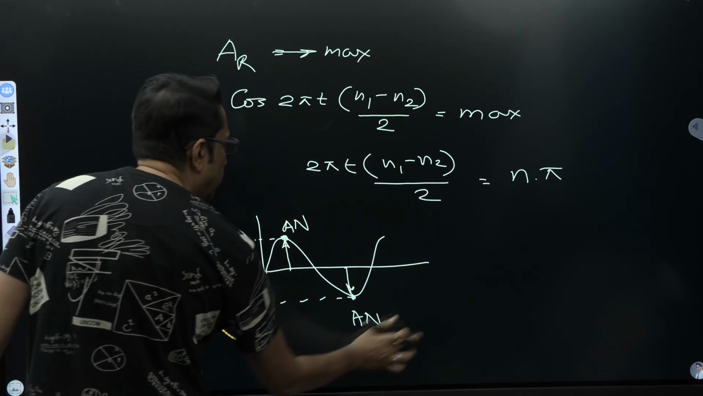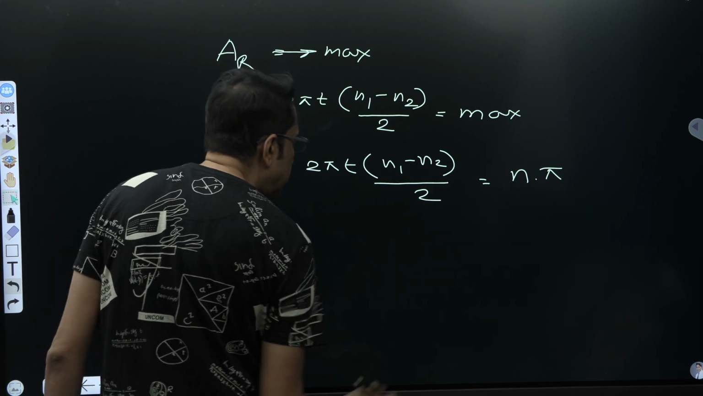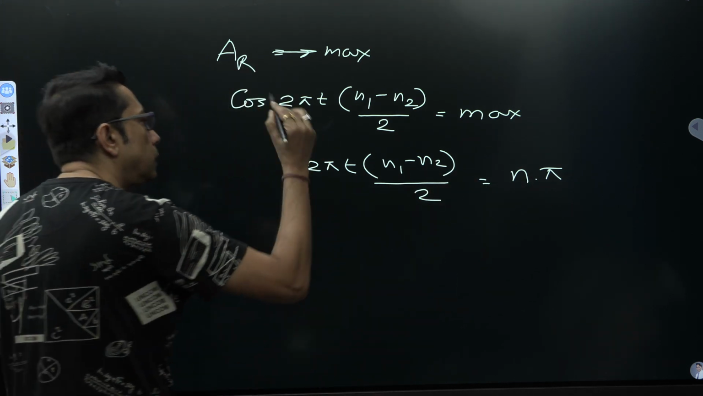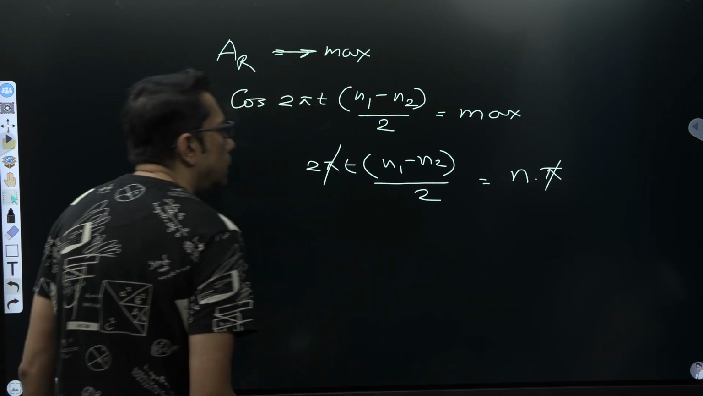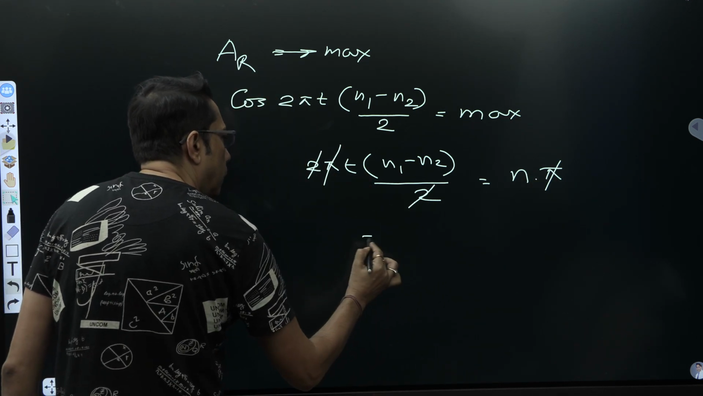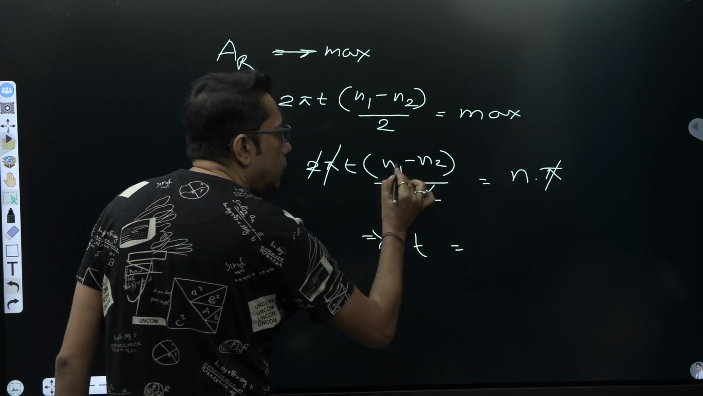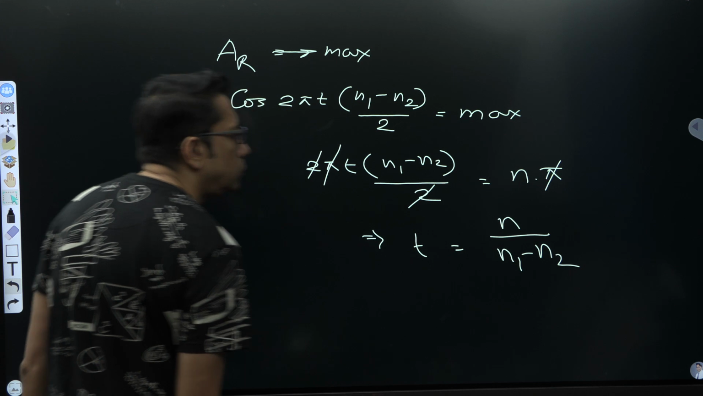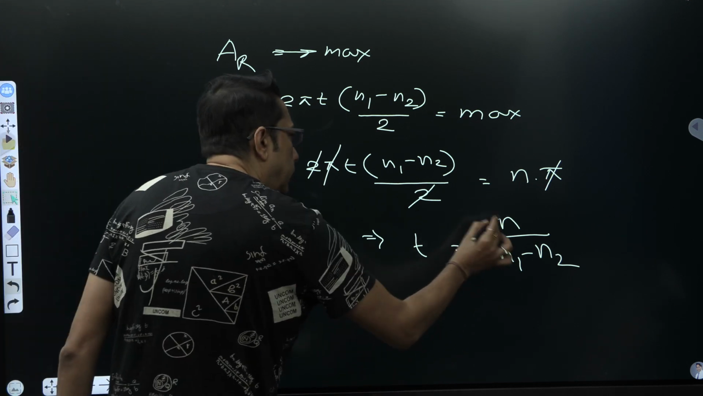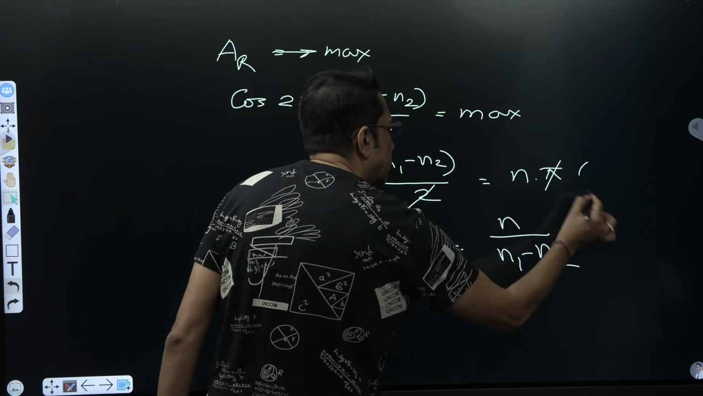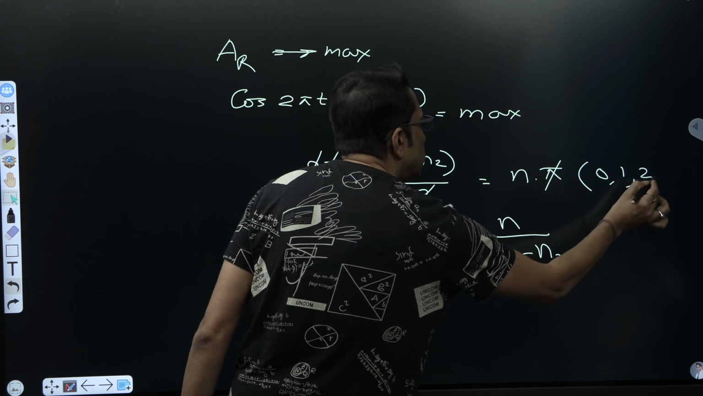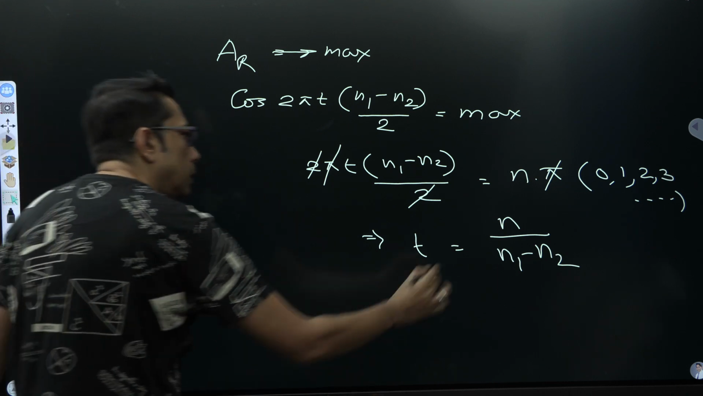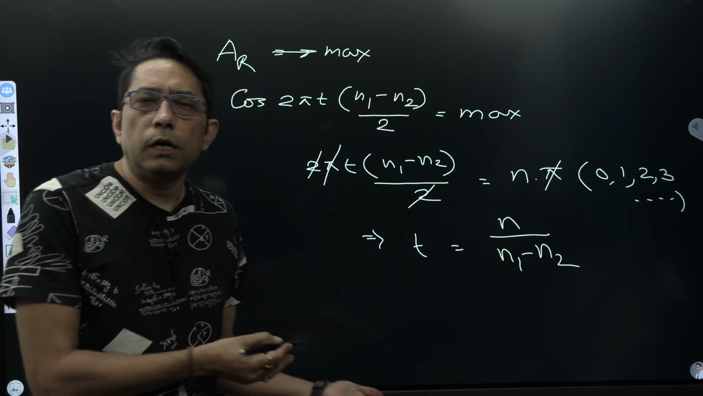In both the cases, if we take both of them together, we find that the general solution for the angle is given by n pi. Let's move ahead. Pi, pi cancel. 2 cancel. What we get is t equals n divided by (n1 minus n2). That means here n is 0, 1, 2, 3, as I was telling you.